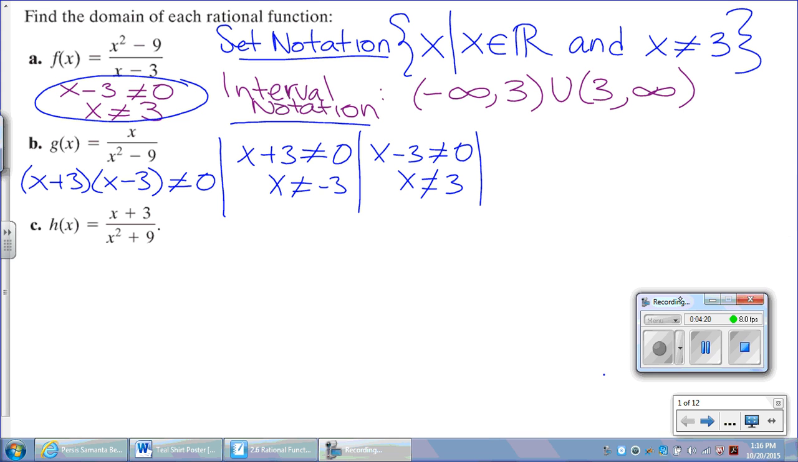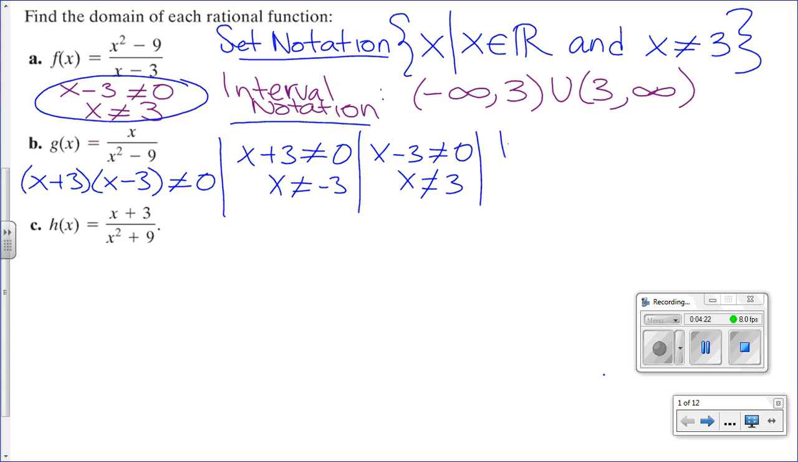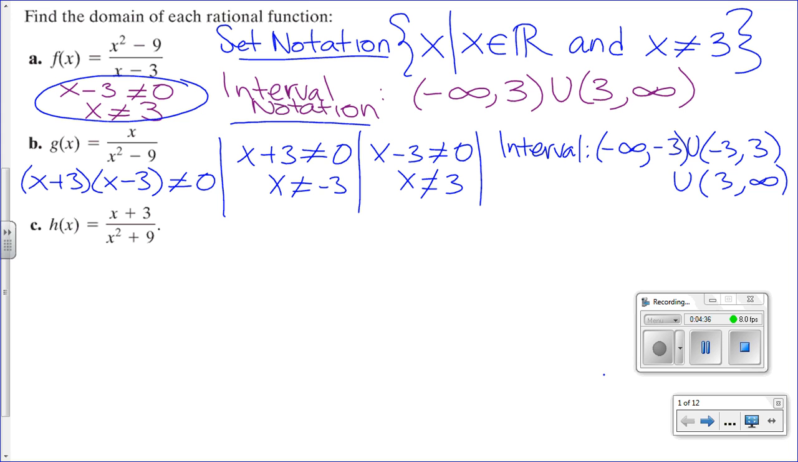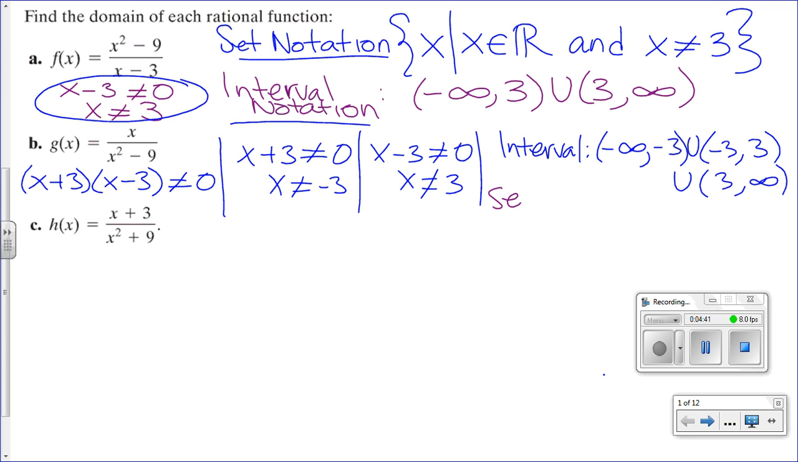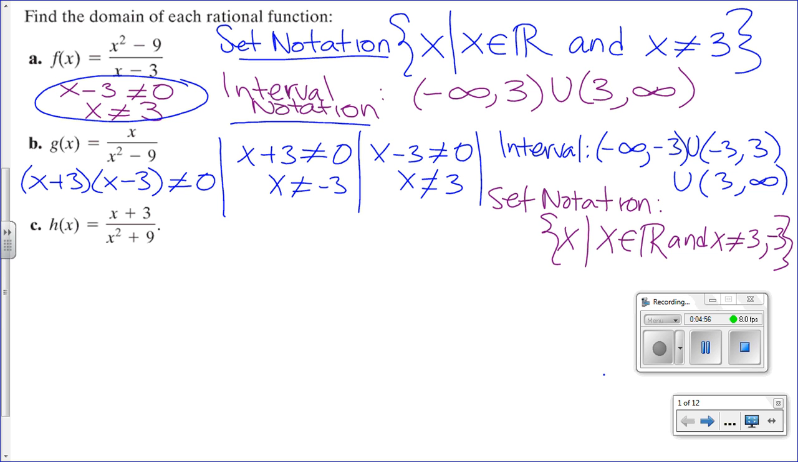From here, if you want to give your answer as an interval, it will be from negative infinity to negative 3, union negative 3 to positive 3, union 3 to infinity. If you want to use set notation, that will be any x such that x belongs to the set of real numbers and x does not equal 3 or negative 3. That will be enough.